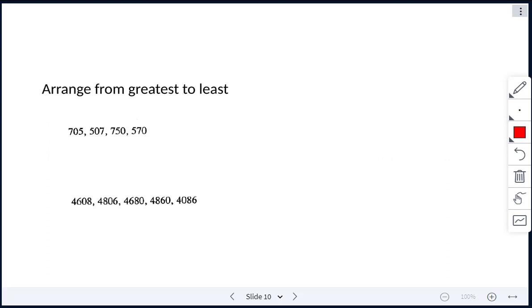All right, so here we are looking at arranging from greatest to least. So let's do the first one here. The greatest number here would be 750. So I'm going to write 750 here, and I'm just going to cross it out. All right, next we would have 705. Next would be 570. And then 507.